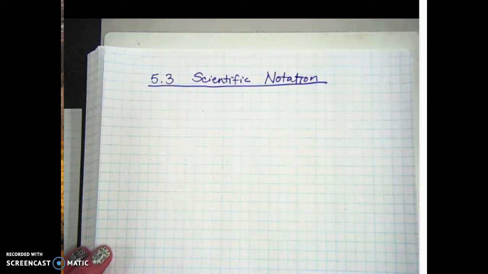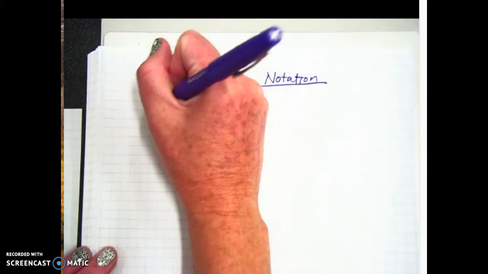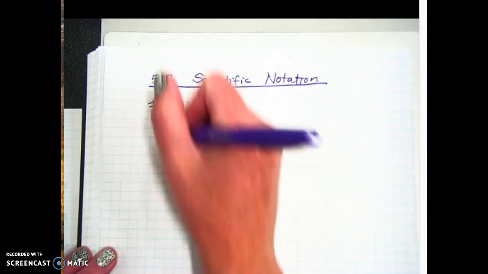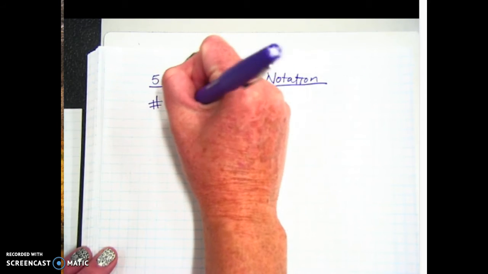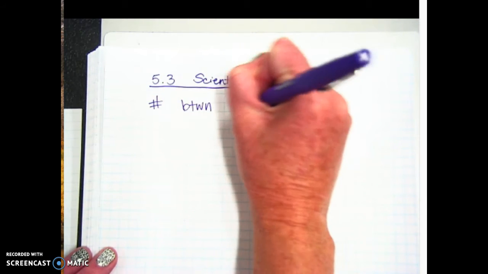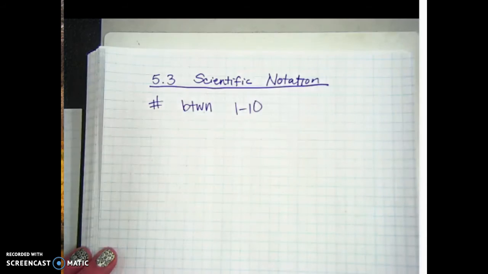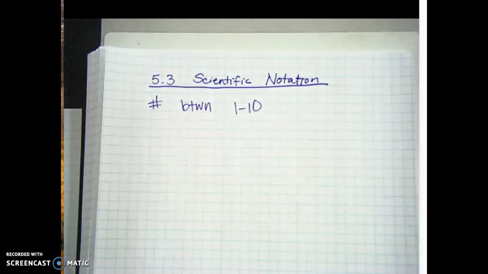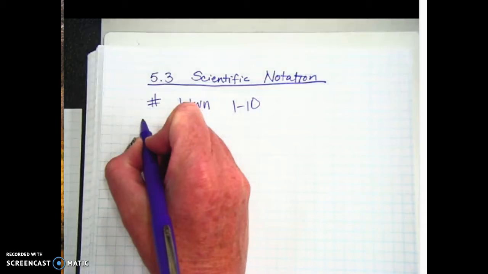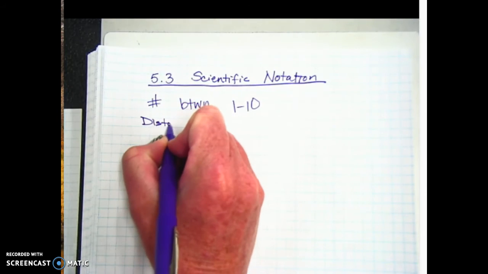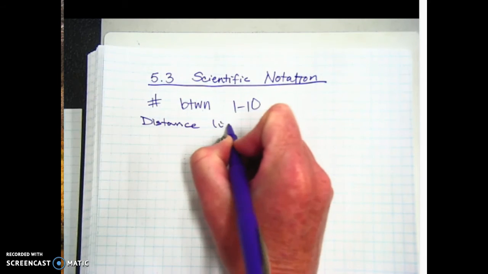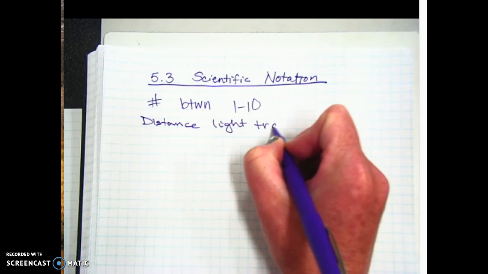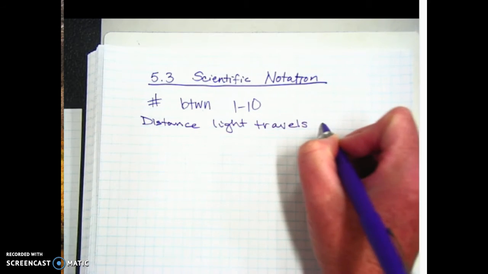5.3 scientific notation. You just want to make sure that the number in front of the decimal is between 1 and 10. Okay? And you use scientific notation to write either really super tiny small numbers or really large, huge, humongous numbers, like the distance that light travels in a year.